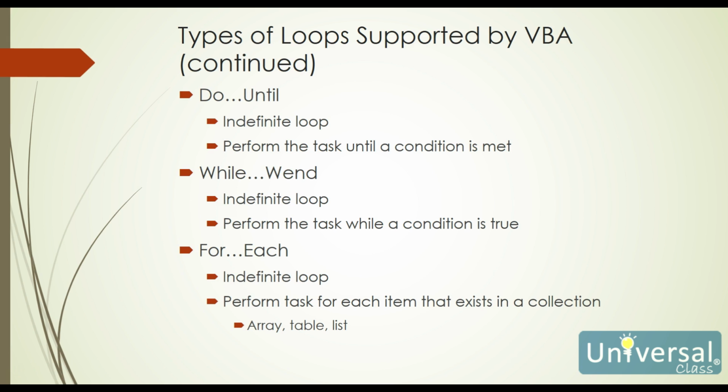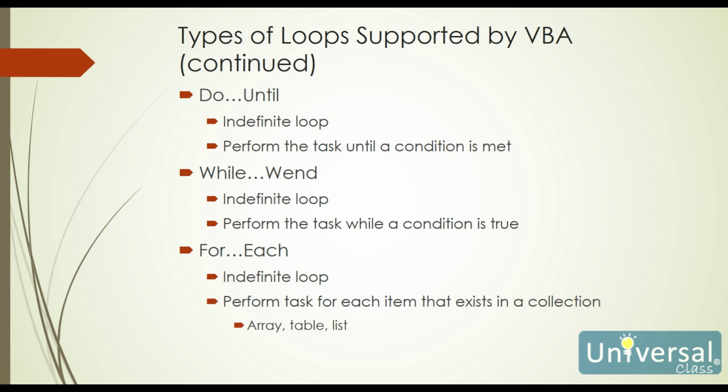We have a while wend, and the wend simply means it's the while end. But the while wend is another indefinite loop. We're going to perform a task while a condition is true. It's very similar to a do while loop. The difference is where it evaluates it. In a do while loop, the condition will be evaluated at the end of the loop. In a while loop, we evaluate first before we run it.